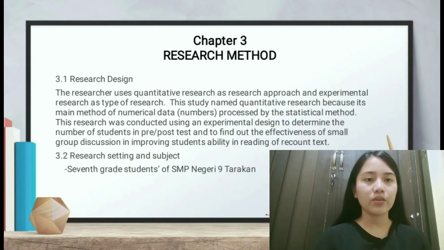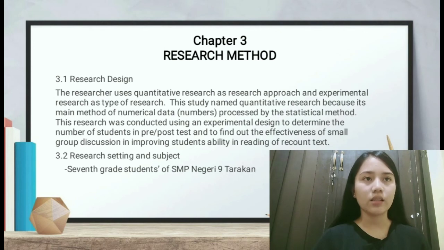Chapter 3, Research Method. First is research design. The researcher used quantitative research as an approach and experimental research as a type of research. The study is named quantitative because its main method is numerical data, numbers, processed by statistical methods. This research was conducted using an experimental design to determine the number of students in pre- and post-test and to find out the effectiveness of small group discussion in improving students' ability in reading of pre-context.